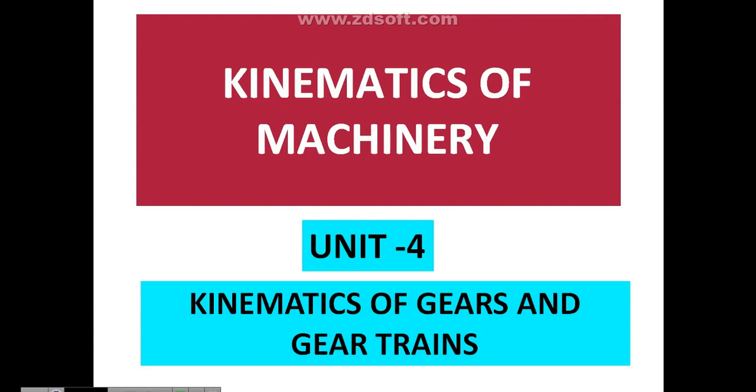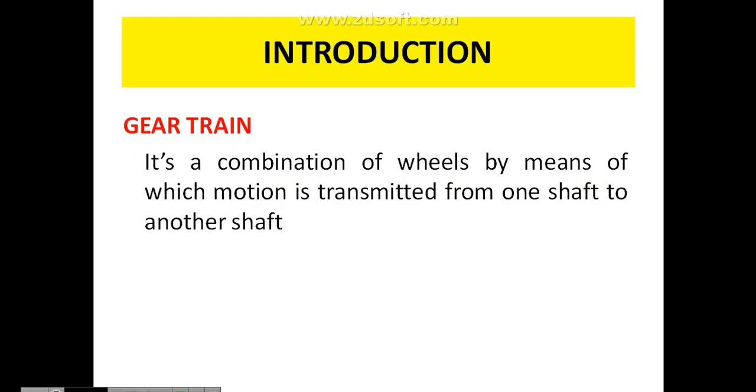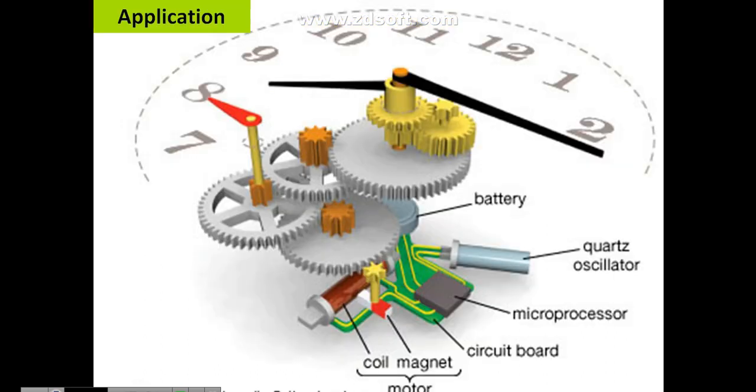Today we are going to see the gears and gear train from Unit 4 of the Kinematics of Machinery subject. You know very well, gears are used to transmit motion from one place to another place. And coming to the gear train, it is a combination of wheels by means of which motion is transmitted from one shaft to another shaft.